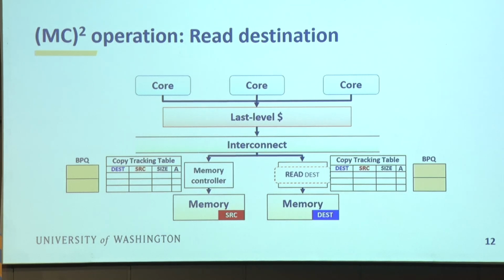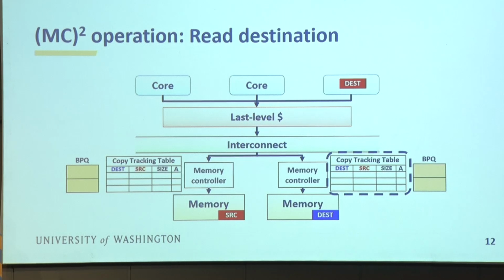At the memory controller, we consult the CTT and realize this was actually the destination of a prospective copy. This causes the request to be bounced to the memory controller containing the source cache line. The source cache line is then read from memory and sent to the CPU core as if it was read from the destination memory location. Reads to the destination incur an additional latency due to the CTT lookup and bounce operations.